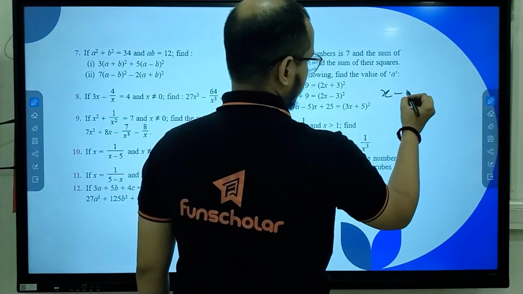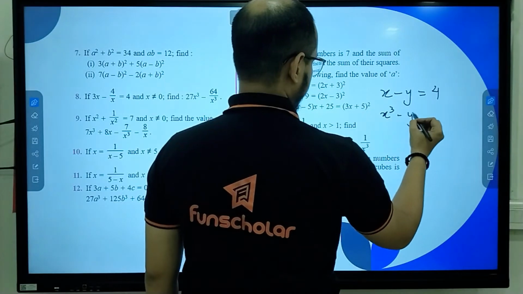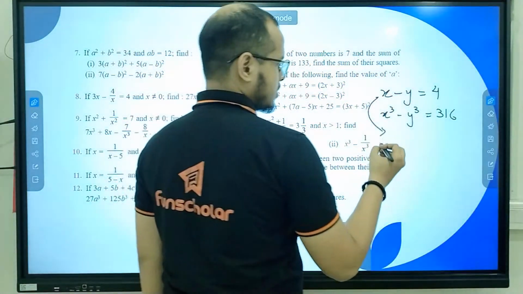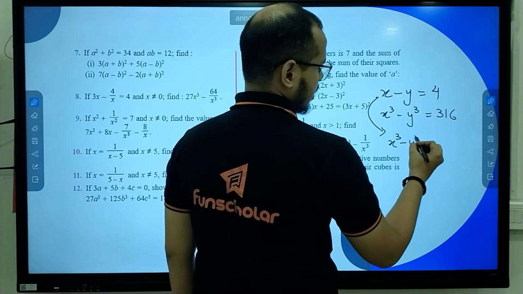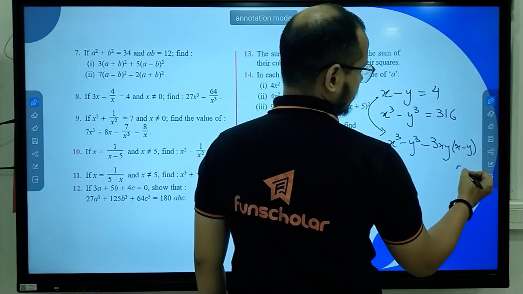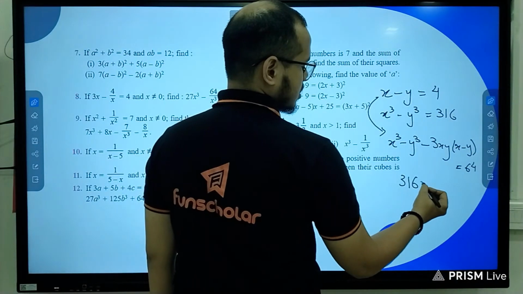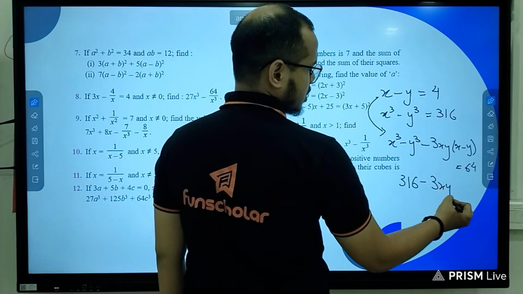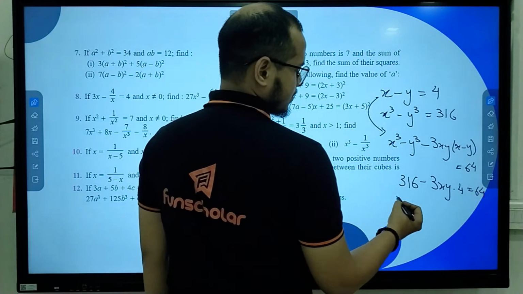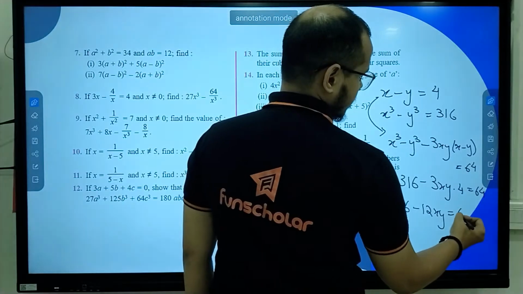So x minus y is equal to 4 and x³ - y³ is equal to 316. Without squaring, I'm cubing it. In the first instance only, I'm cubing it. So x³ - y³ - 3xy(x - y) will be equal to 64. So x³ - y³ value is already given. It's 316 minus 3 into xy, which is the product that we have to find out, times x minus y, which is 4, is equal to 64. Okay, so 316 minus 12xy will give you 64.